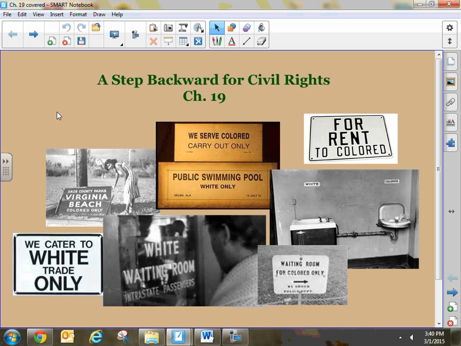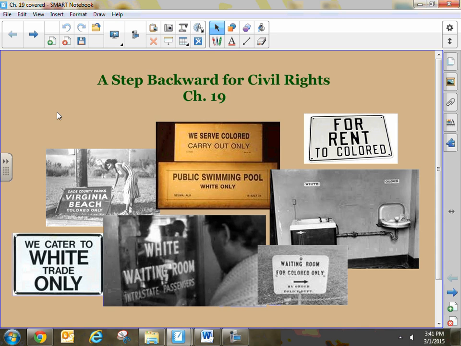A Step Backward for Civil Rights, Chapter 19. In Chapter 18, we covered the time period 1879 through about 1914, but we focused on the politics of Georgia during that time period. In this chapter, we're going to focus more specifically on the issue of civil rights for Georgians.